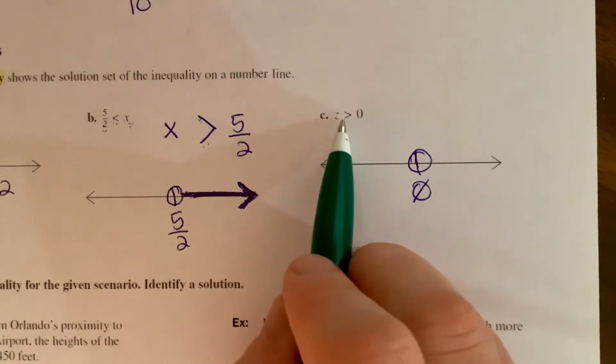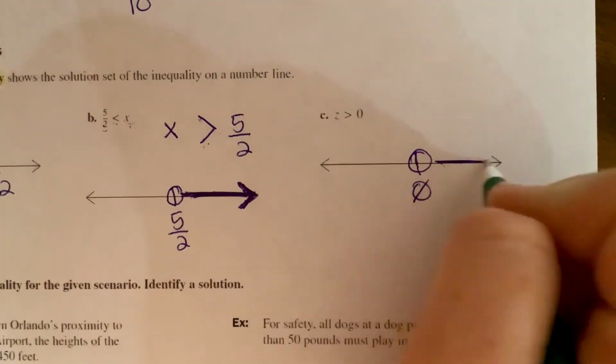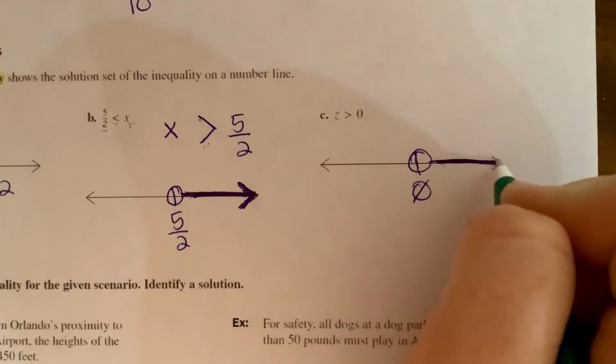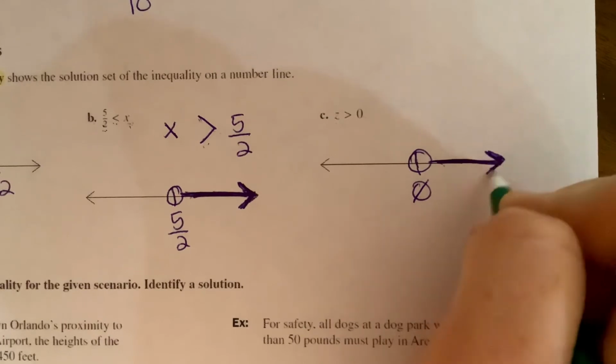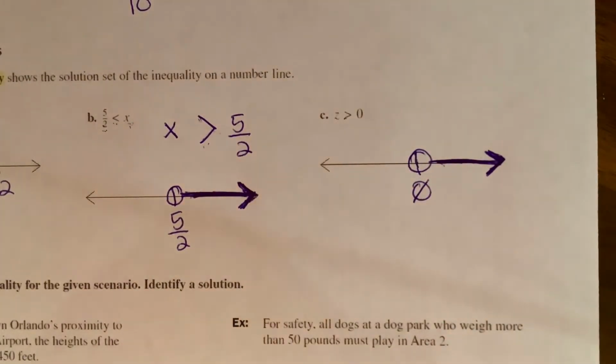So this symbol, if I made it an arrow, it would point that direction. I know I'm shading this way. And this arrow end matches my inequality symbol. Okay, I hope that's making sense.